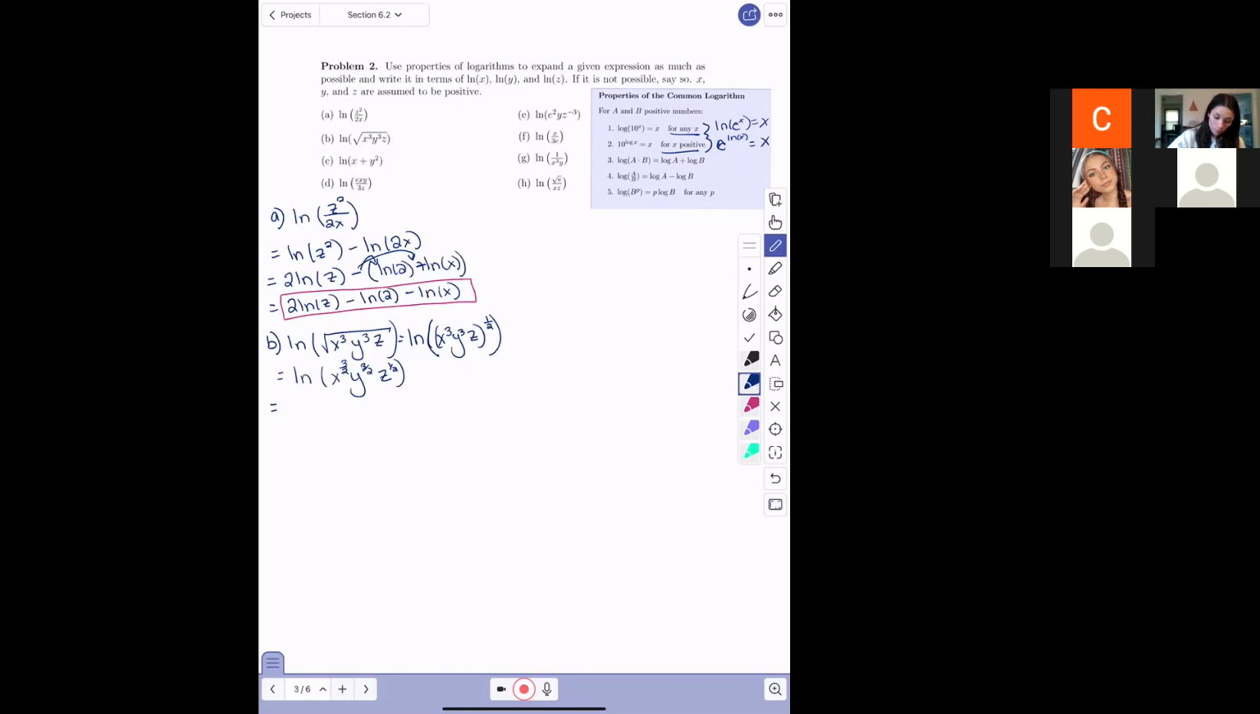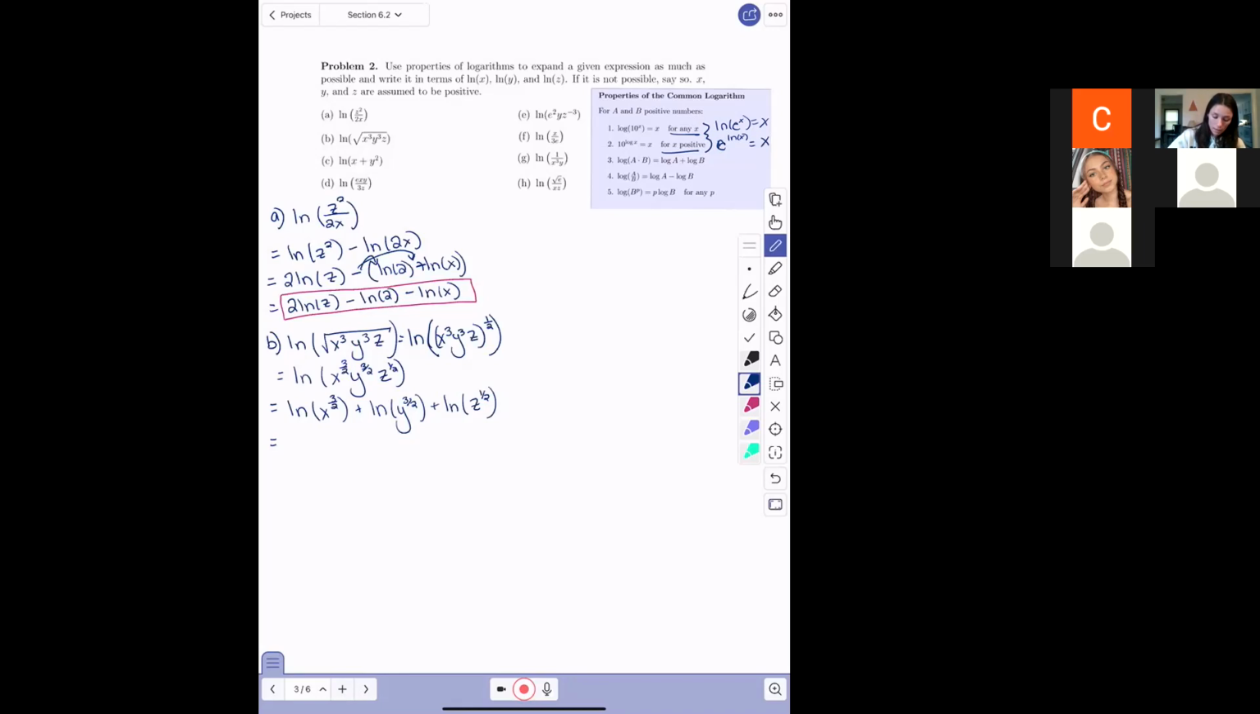Three. Good. So we have the natural log of x to the power of 3 over 2 plus natural log of y to the power of 3 over 2 plus natural log of z to the power 1/2. Now what property do I do to get rid of my exponents, or to get them out of the log? Would it be 5? Yep, it's 5.